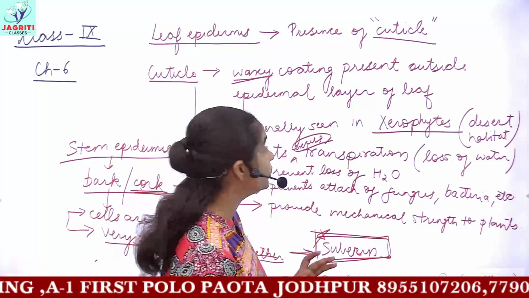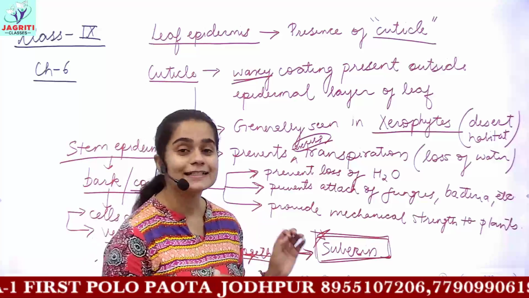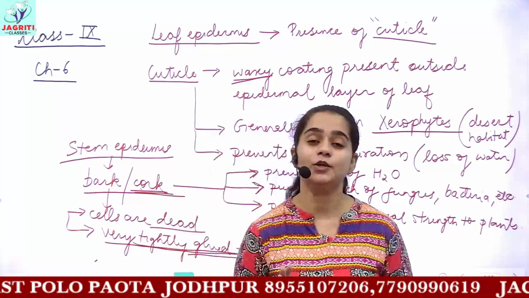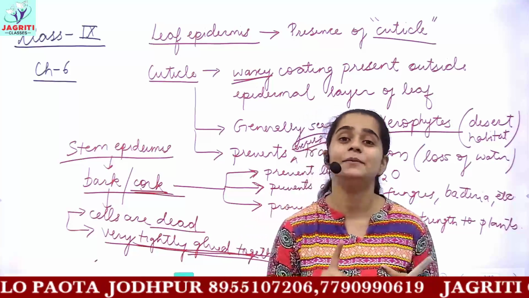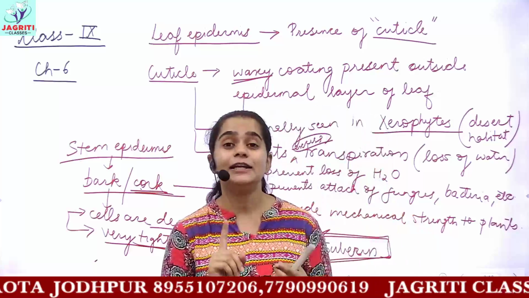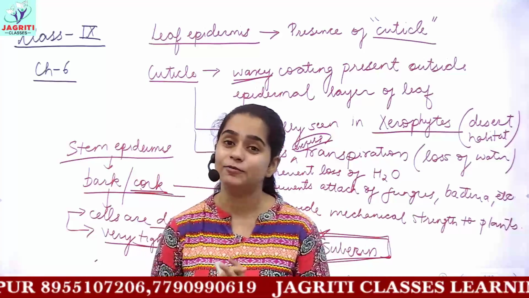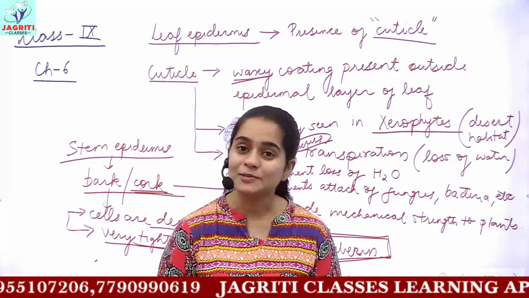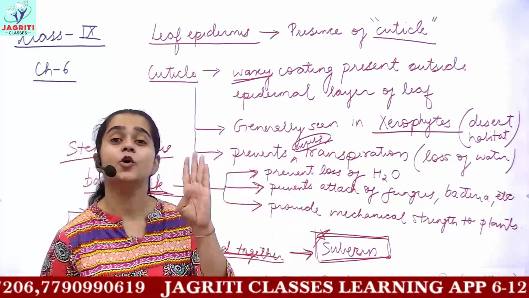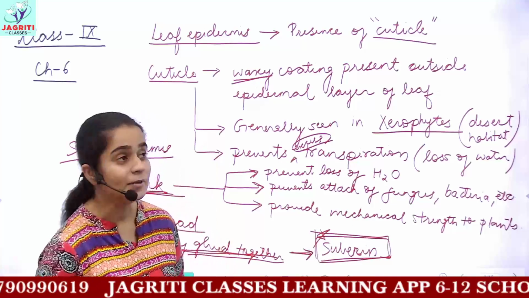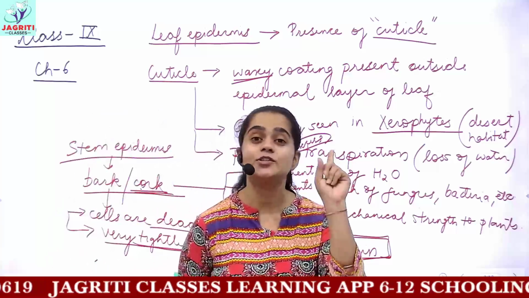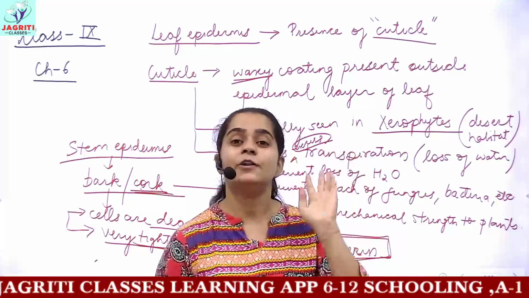Now we'll be doing animal tissues. So this completes the first half of your unit, that is plant tissues. We did meristematic tissues, then simple permanent and complex permanent tissues, that is xylem and phloem. Why were they called complex permanent? Because they were made up of 4 different kinds of cells. That is, xylem had tracheids, vessels, parenchyma and fibers.